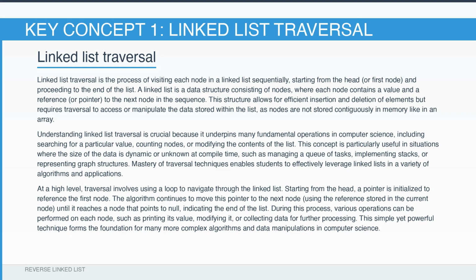Understanding traversal is vital because it supports many key operations in computer science, such as searching for values or counting nodes. In simple terms, traversal is like following a chain. You start at the head, and you follow the pointers from one node to the next until you reach a node that points to null, signaling the end of the list. During this journey, you can perform various operations on each node, such as printing its value or modifying it. Mastering this technique lays the groundwork for more complex algorithms and data manipulations you'll encounter later.